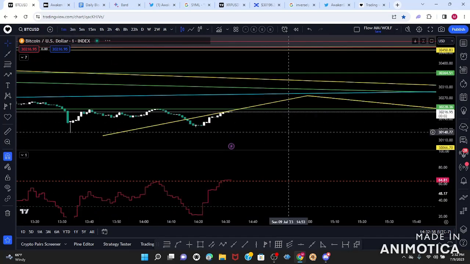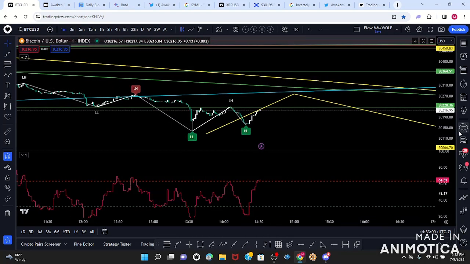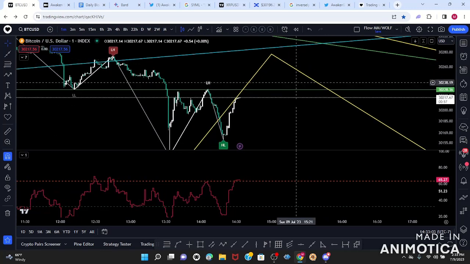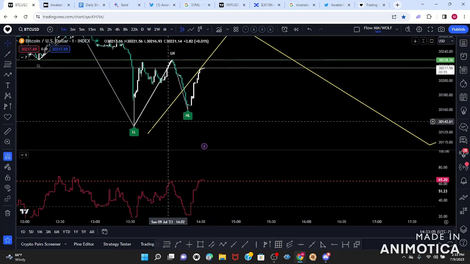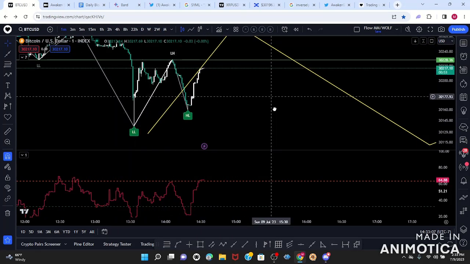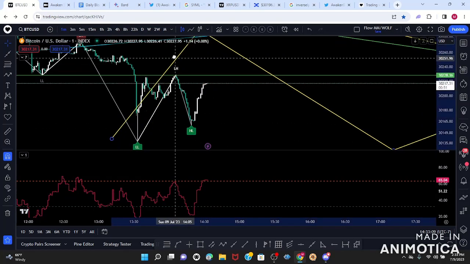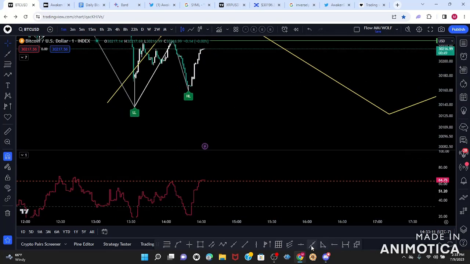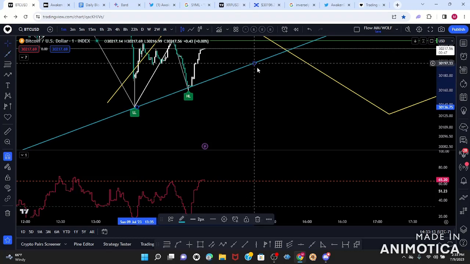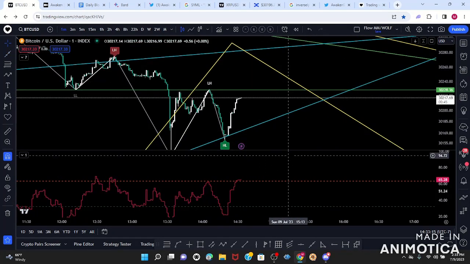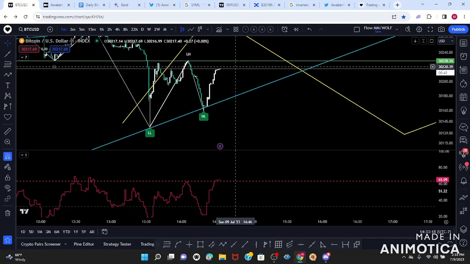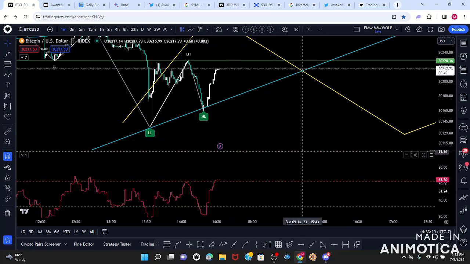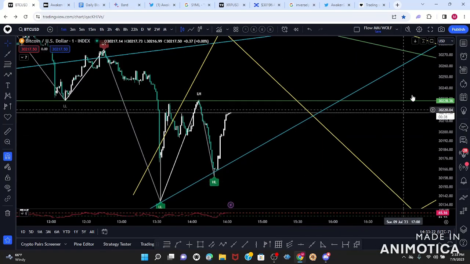So for my entry here, I'm probably going to go to the 1 minute. Because a lower low and higher low were printed, I'm probably just going to set a trend line here. And when I see price action breaking this trend line, that's confirmation that it's going to continue to the downside.